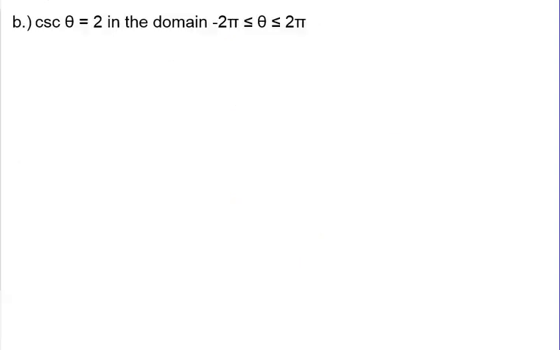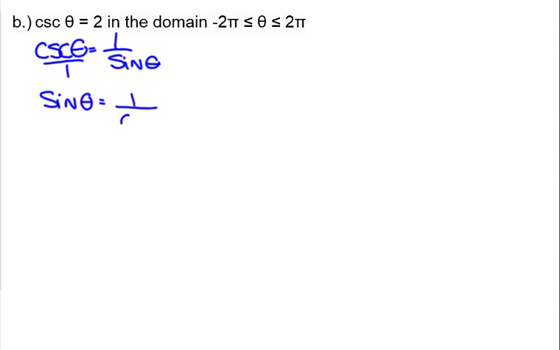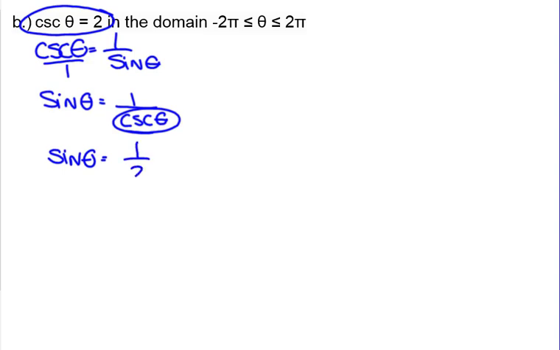For cosecant equal to 2 in the domain negative 2 pi to 2 pi. Remember, cosecant is equal to 1 over sine, which technically, if you take the reciprocal of both, sine of theta is equal to 1 over cosecant of theta. Well, cosecant of theta is equal to 2. So our sine of theta is equal to 1 over 2.